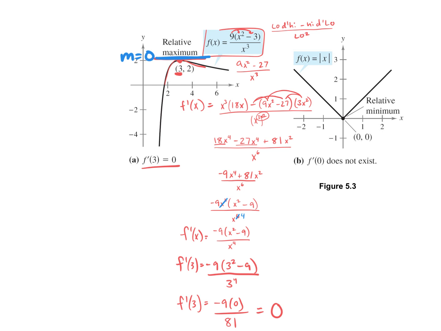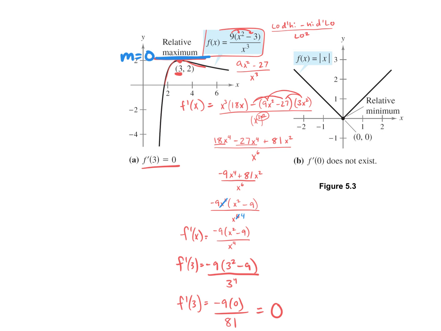At relative max or minimums, if it is a smooth curve, so what I highlighted on the slide a couple pages ago, if it's a smooth curve, our tangent line is going to have a slope of 0. So it'll have a horizontal tangent line.